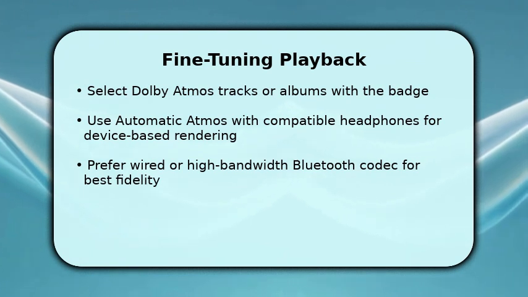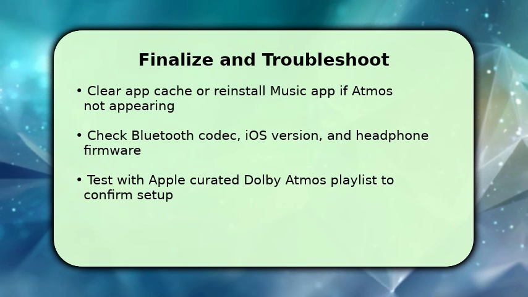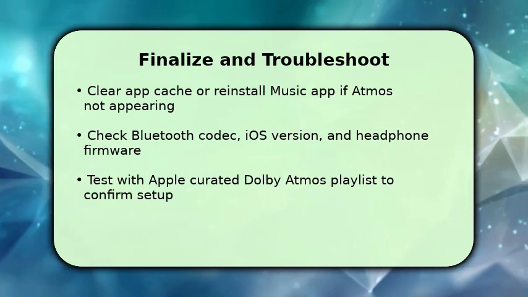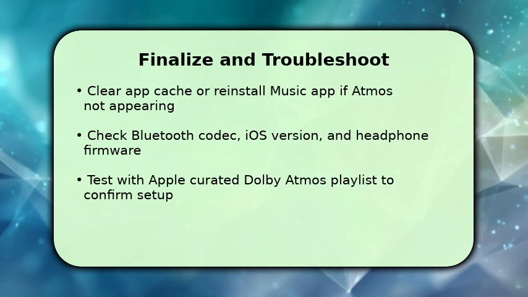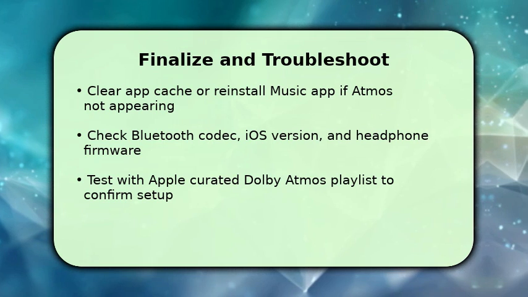Finish by verifying settings and testing. Play an Apple-curated Dolby Atmos playlist to confirm spatial effect. If you don't hear Atmos, make sure Bluetooth is using the optimal codec, update headphone firmware, and reboot your device.